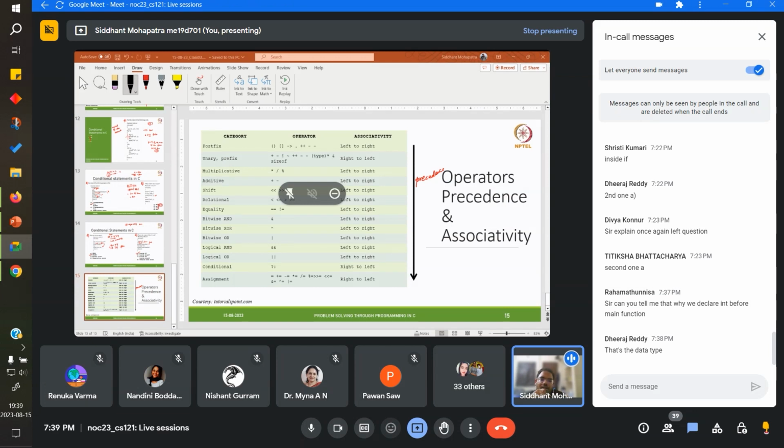That is the data type of the int function, which is why we declare int before the main function. Why every function needs a data type, we'll see when we discuss functions itself. So for now just write int main and return 0. That will be clear once we go to the functions part of things.